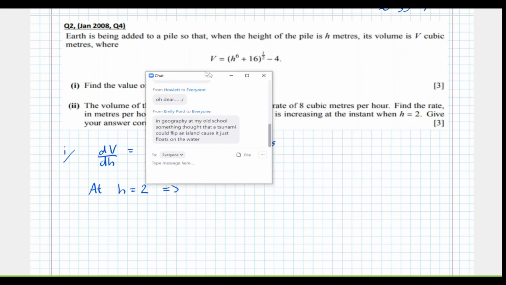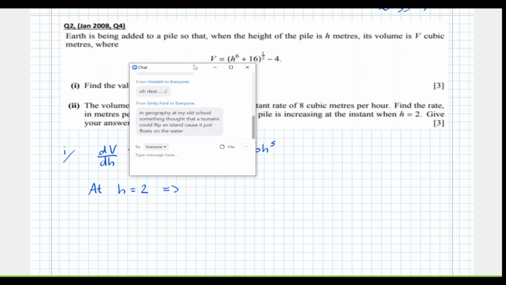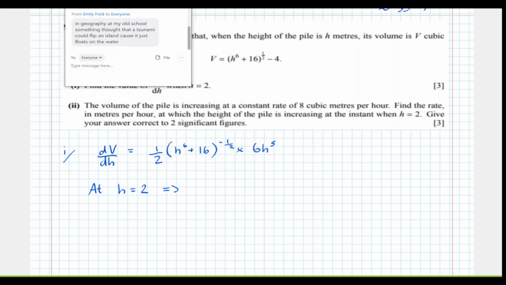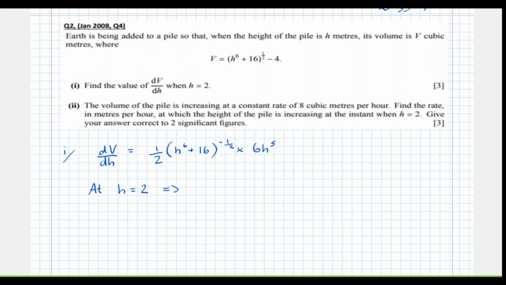Don't know if you can all see that, but that's quite funny, that. Geography year olds thought the tsunami could flip an island upside down. I like that.